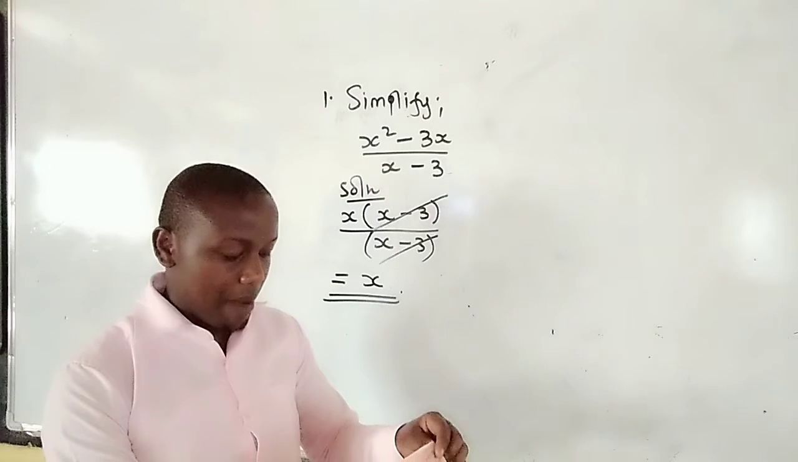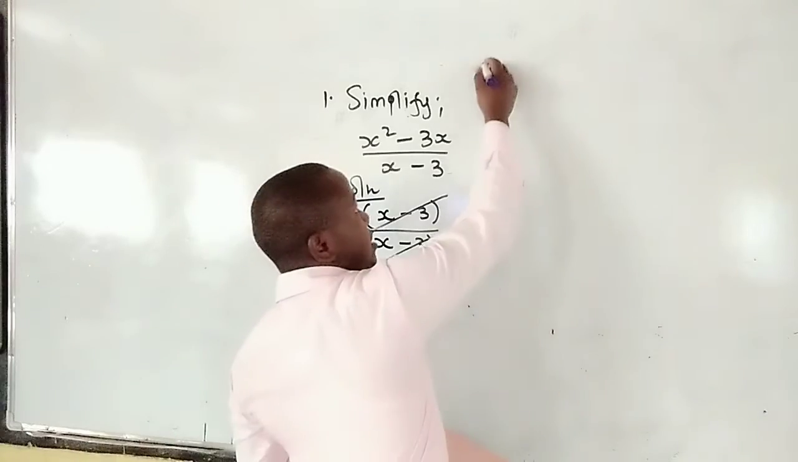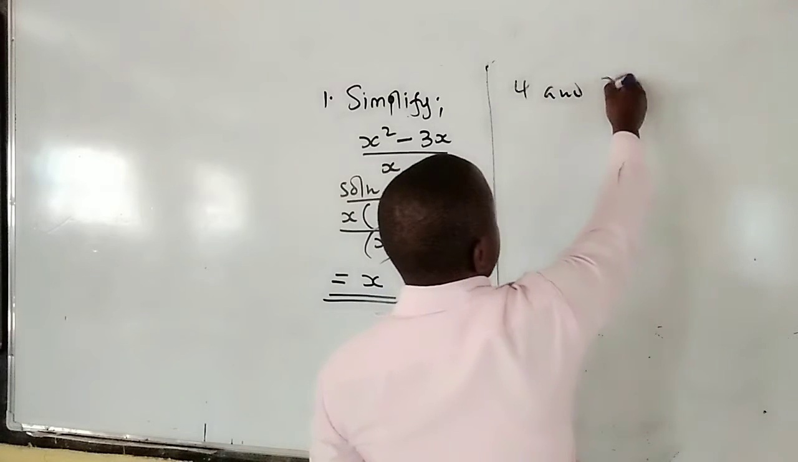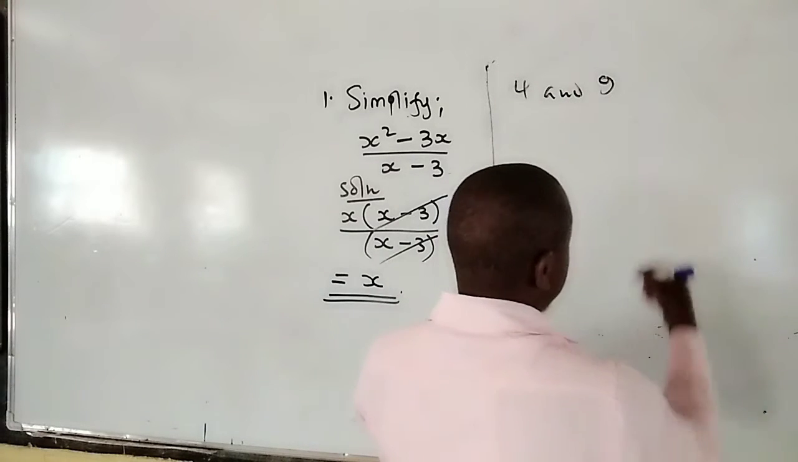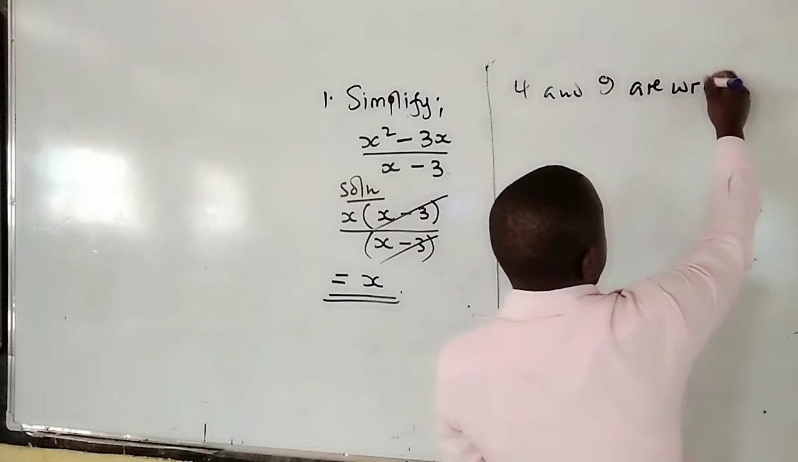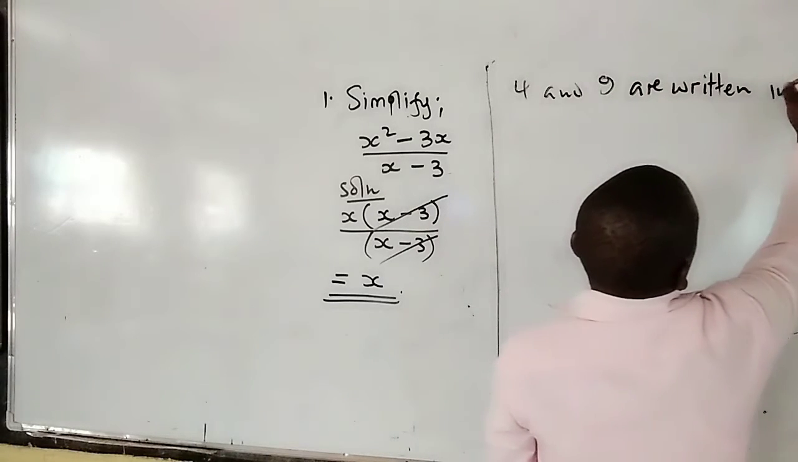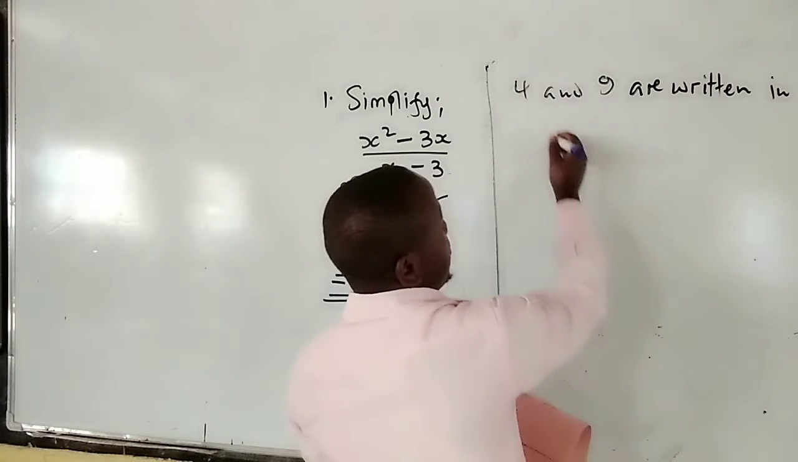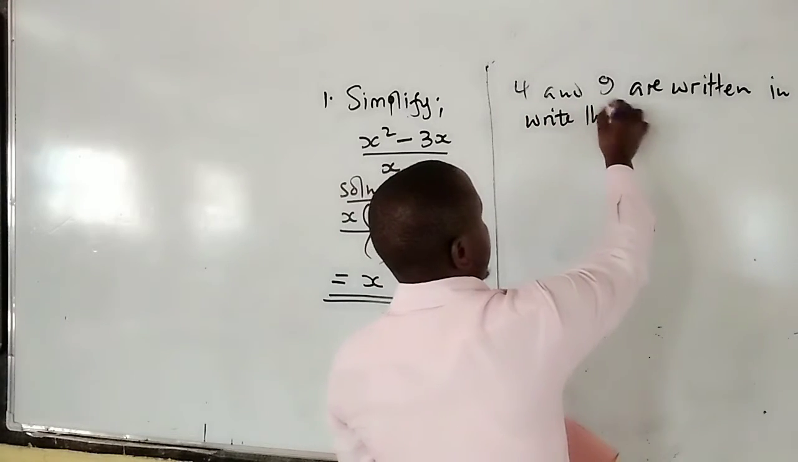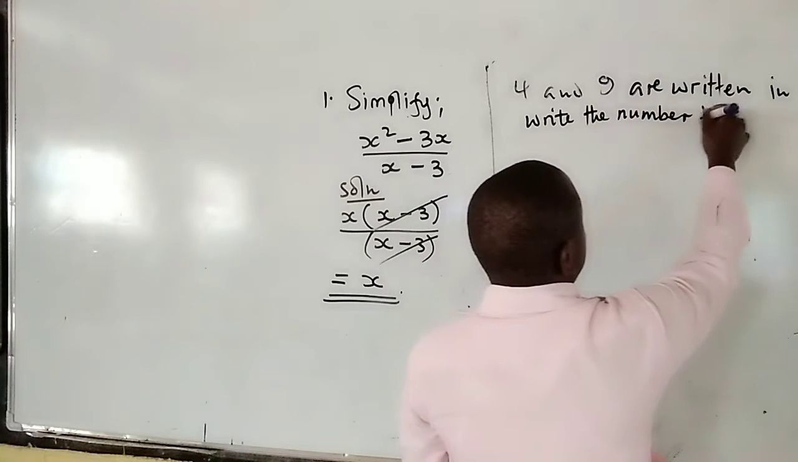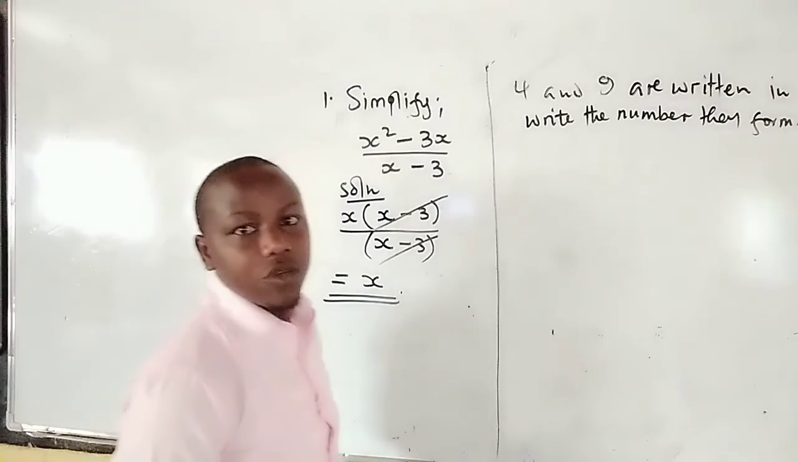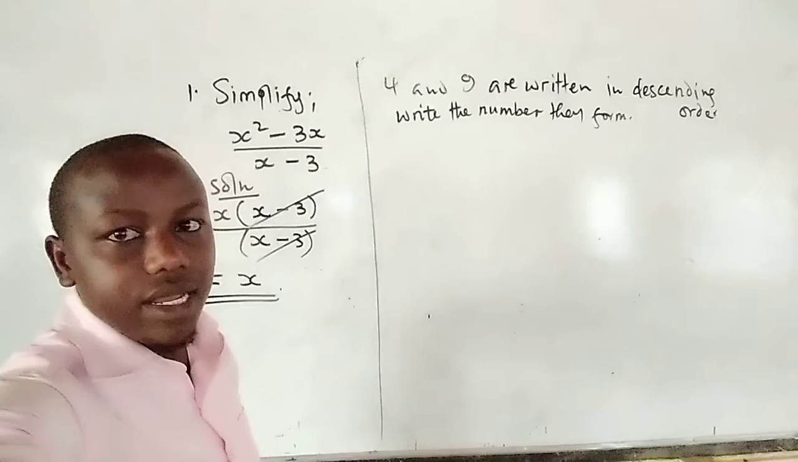Number 2: the prime numbers between 4 and 9 are written in descending order. Write the number they form when they are written in descending order.